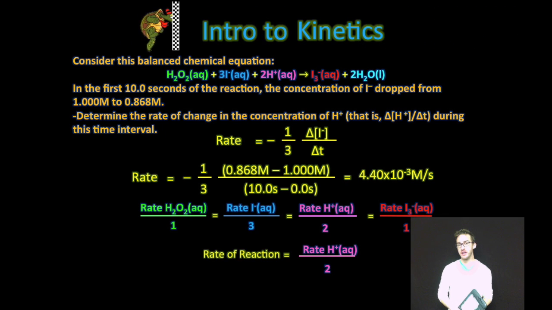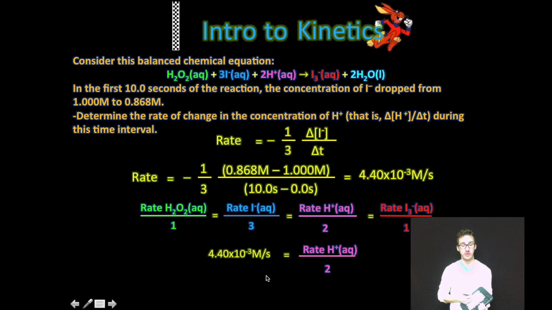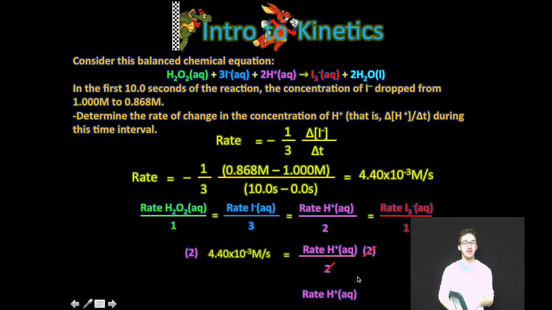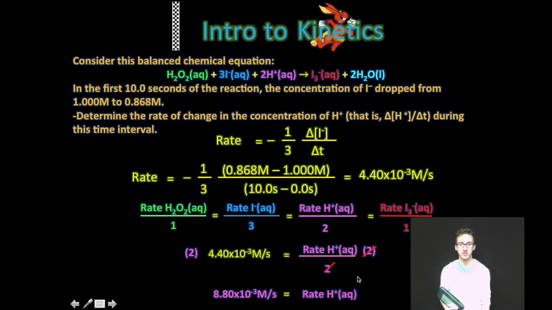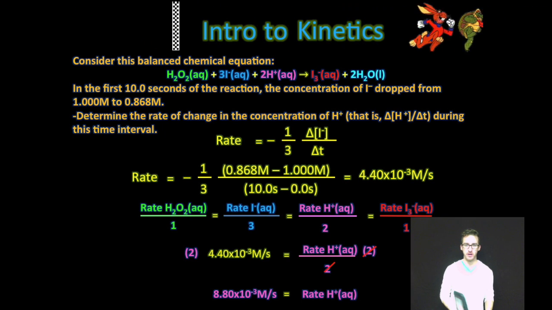All right. Finally getting to answer the question that's actually in your notes. Determine the rate of change of the concentration of the hydrogen ion. Again, we know the rate of the reaction to be 4.40 times 10 to the minus 3. Focus in on your coefficient in front of the hydrogen ion in the balanced equation. Recognize that the rate of consumption of the hydrogen ion is going to be double that, or 8.80 times 10 to the minus 3 molarity per second.